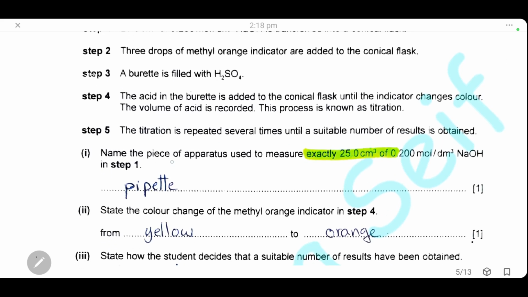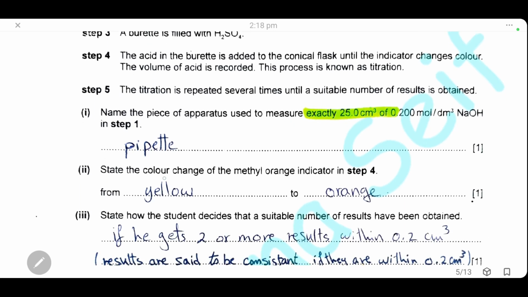First, name the piece of apparatus used to measure exactly 25 cm³ of sodium hydroxide. If it says exactly, then we have to use a pipette that can measure exactly 25 cm³.